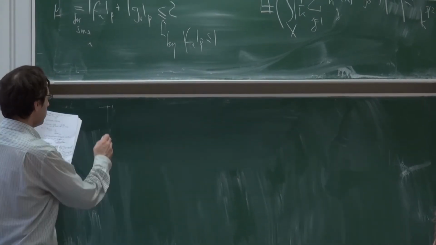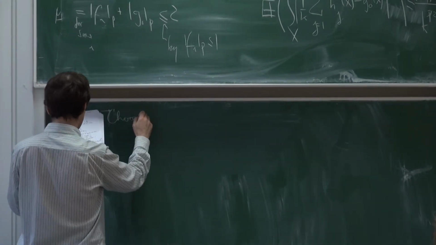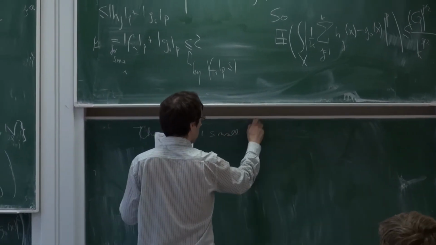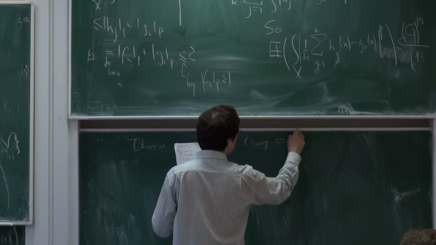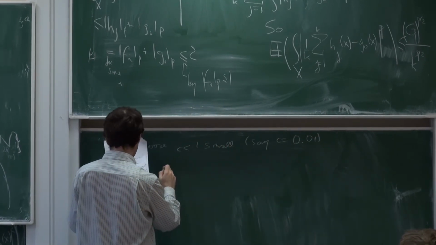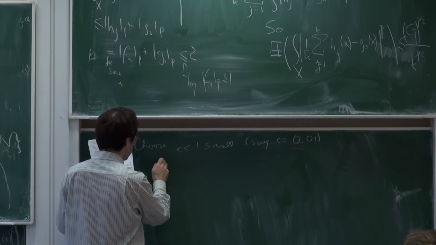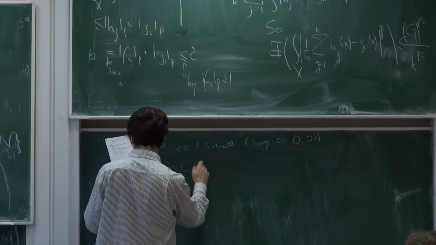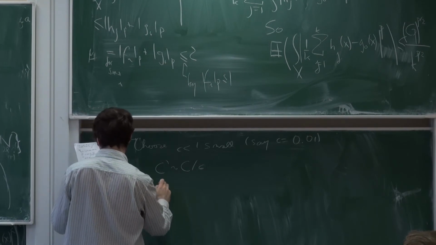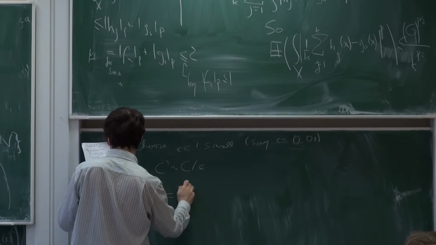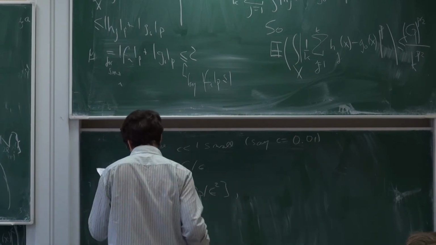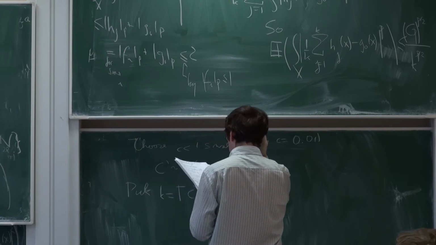What do we do now? We just choose C small, say C equal to 0.01, since we are aiming at 0.99, fairly arbitrary. And C prime about C over epsilon, so it will still be a constant, and we pick k equal to C prime p epsilon squared. Then what do we have?